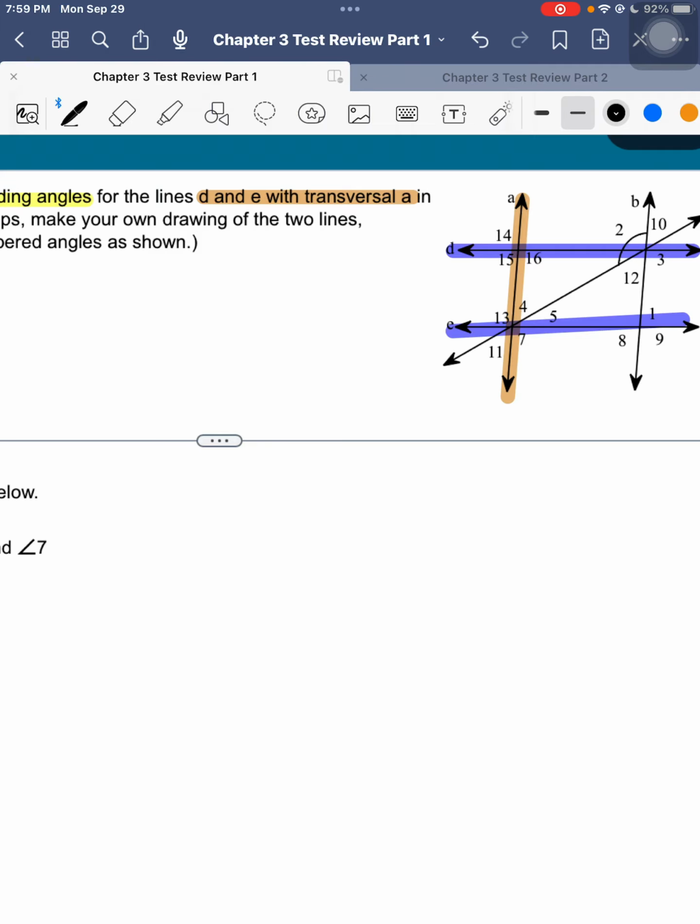So, if we look at my corresponding angles, remember corresponding angles have three criteria. They cannot be adjacent, they have to be on the same side, and one must be on the interior, one must be on the exterior. So if we take a look at 14, 14's corresponding angle is 13.